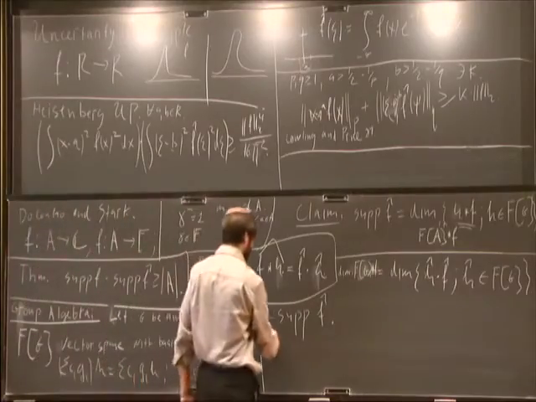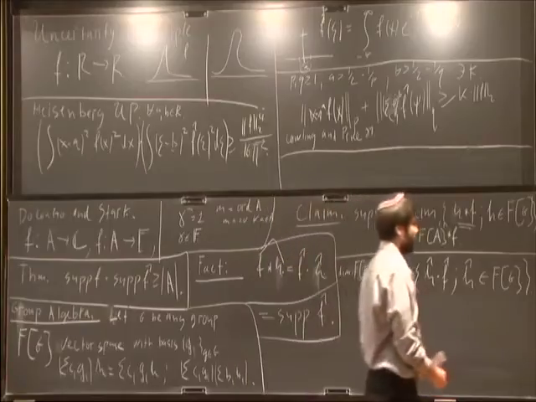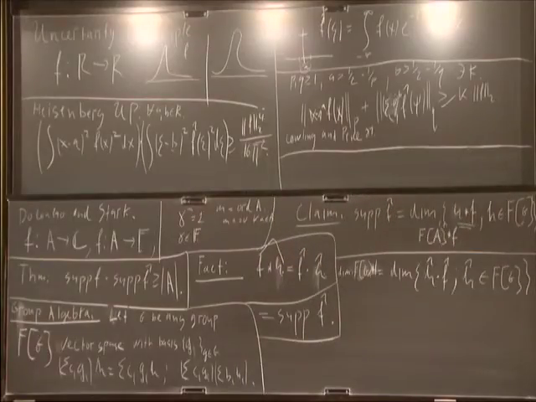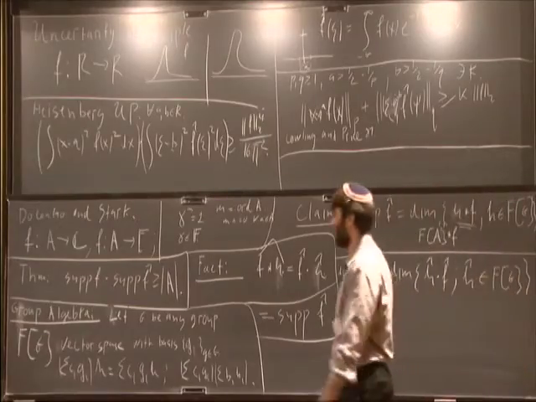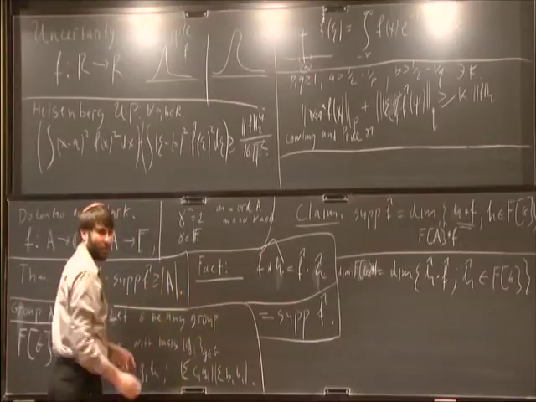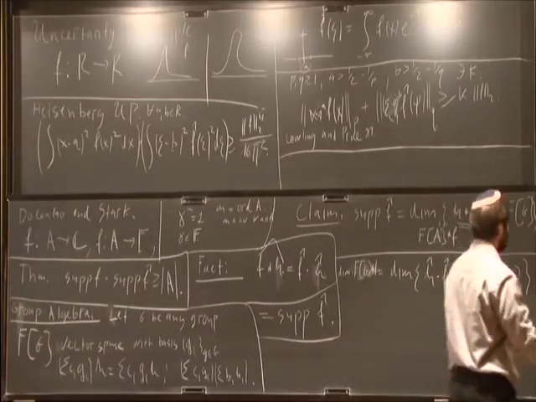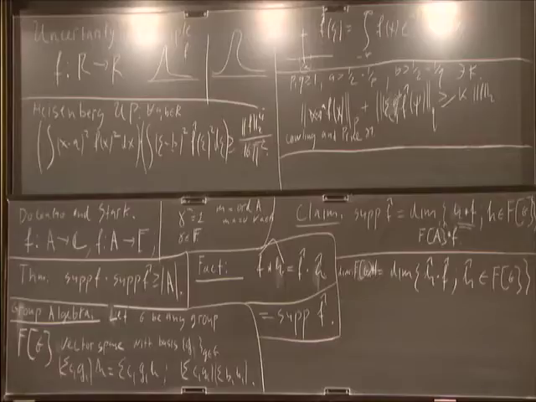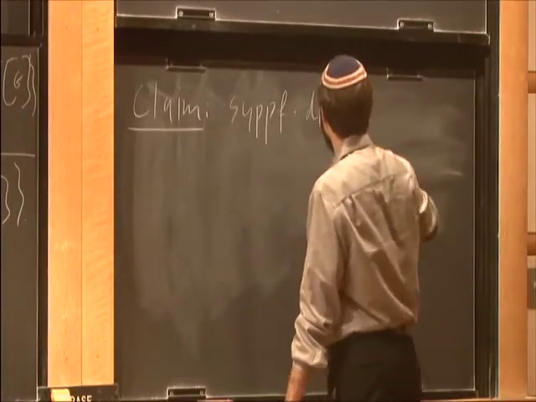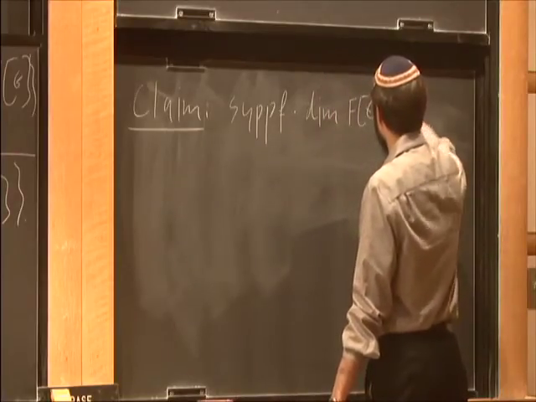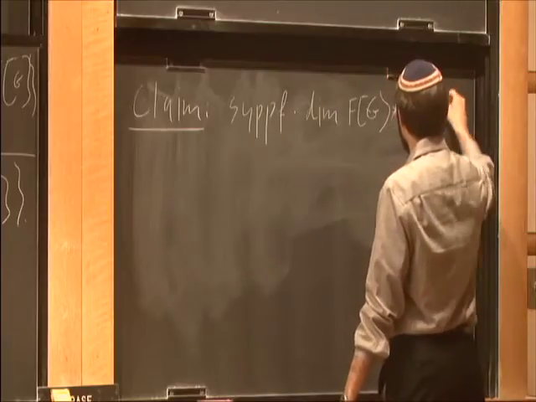Excellent. Now, once we have this claim, we can make the following statement. We can generalize this uncertainty principle to any group and to any field, no matter if you have roots of unity or not. And this claim: the support of F times the dimension of F of G star F is greater or equal to the size of G.